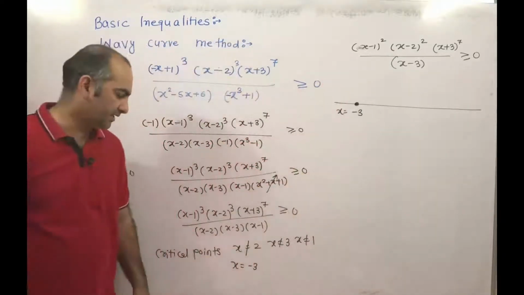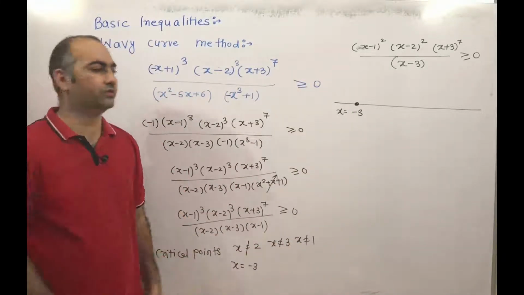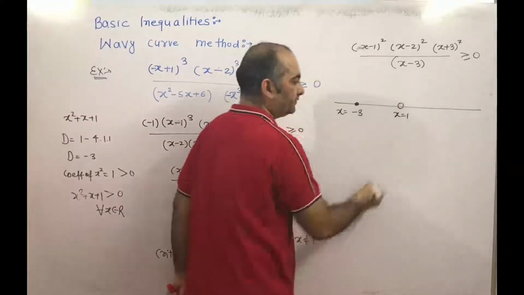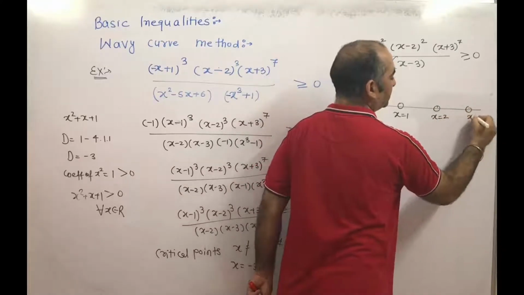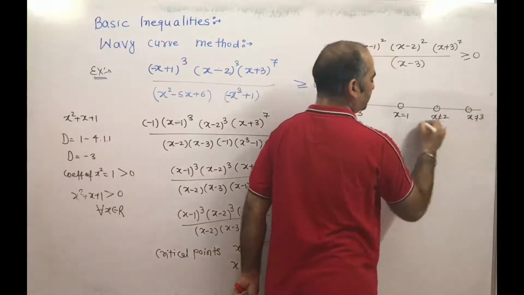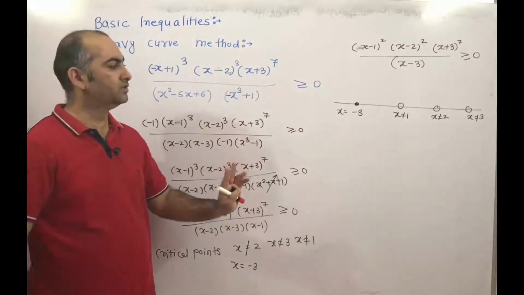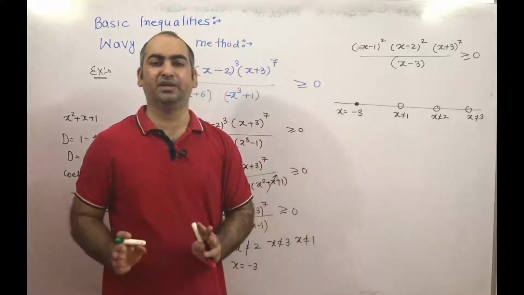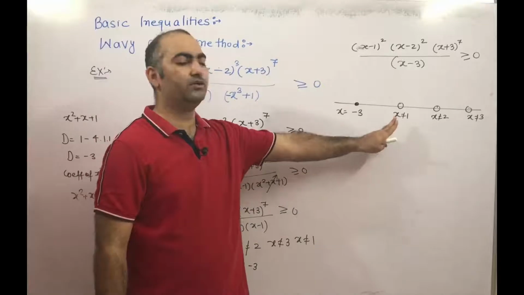So we have to write a solid circle. X equal to 1, x equal to 2 and x equal to 3 are not possible, so x should not be 1, x should not be 2 and x should not be 3. Here we draw open circles, because these values are not possible. That's why we are writing open circles.